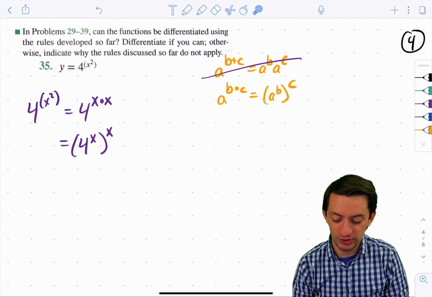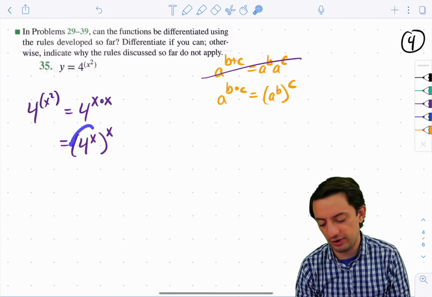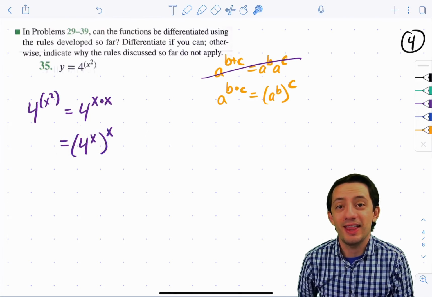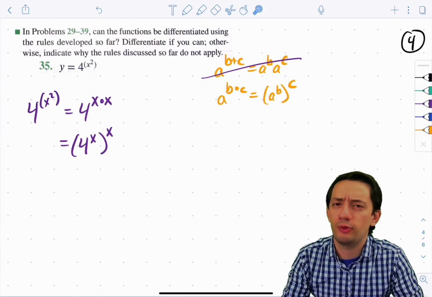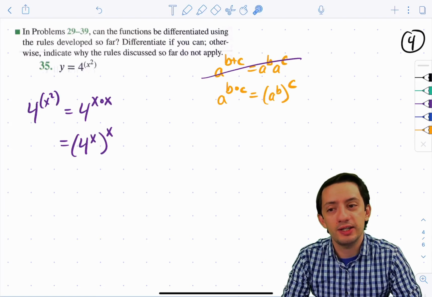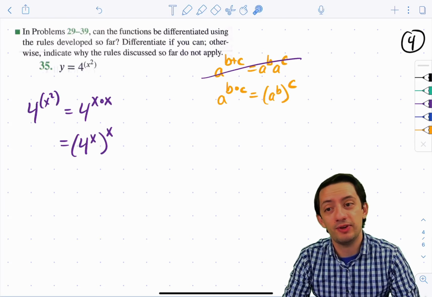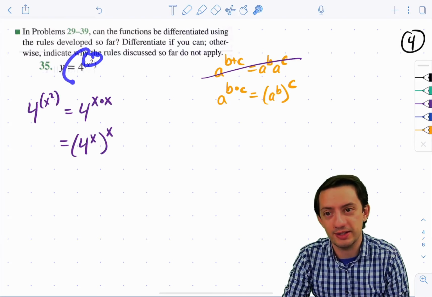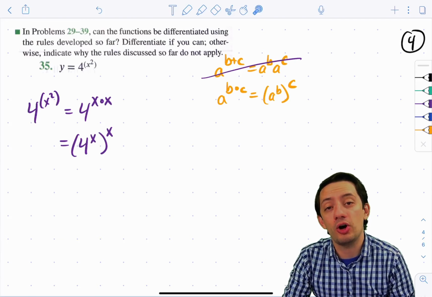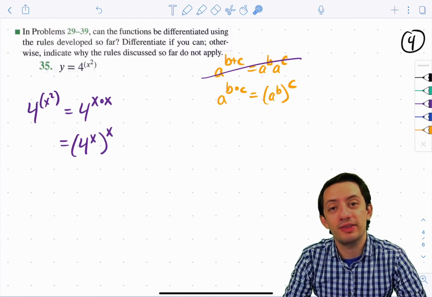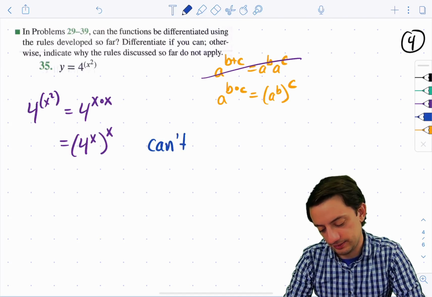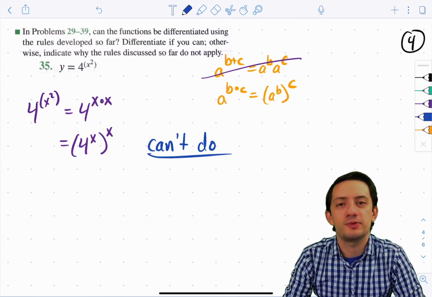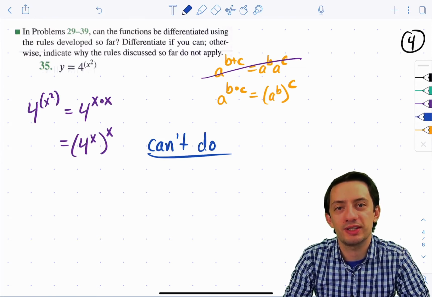This is still something that we don't know how to take the derivative of, because it's a function inside of another function. And this is what we're going to learn soon in 3.4, I think, which is how to take the derivative of a function inside of a function, something like the x squared inside the exponential. This will be called the chain rule. But since we're not there yet, we don't know how to take the derivative of this. So this one we can't do. This one cannot be differentiated using the techniques that we know so far.